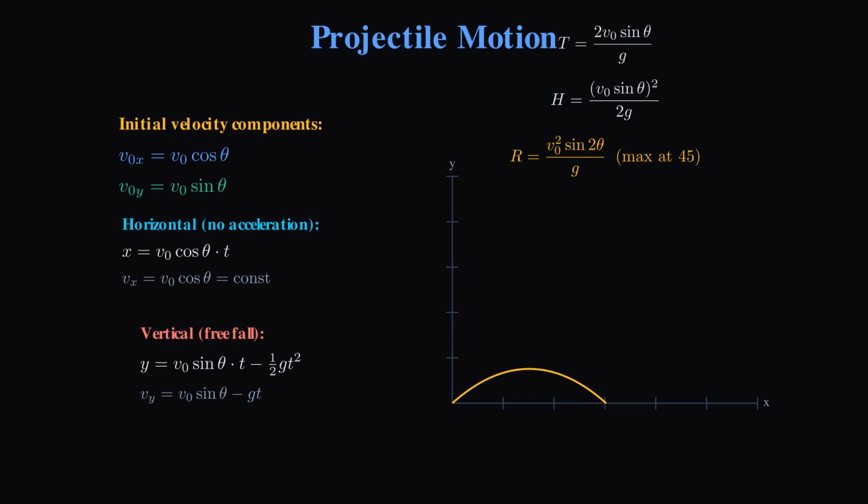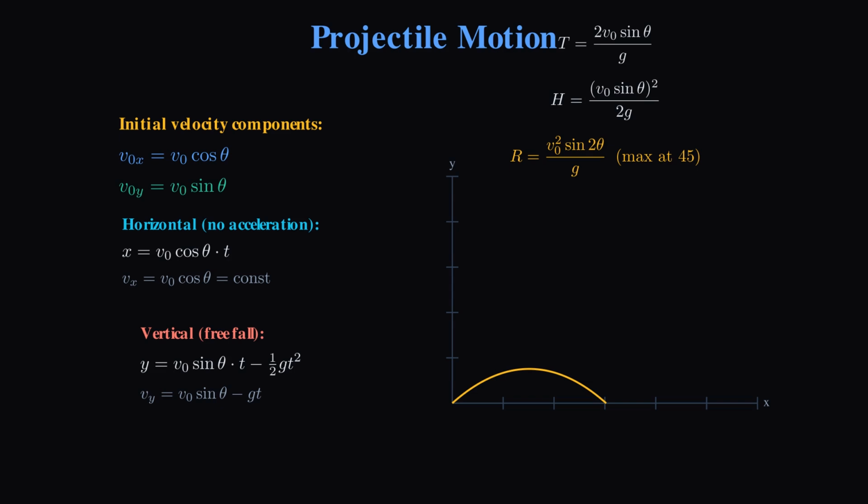Range is maximized when sine of 2 theta is at its maximum, which is 1, occurring when 2 theta equals 90 degrees, meaning theta equals 45 degrees. The optimal launch angle on level ground is exactly 45 degrees.